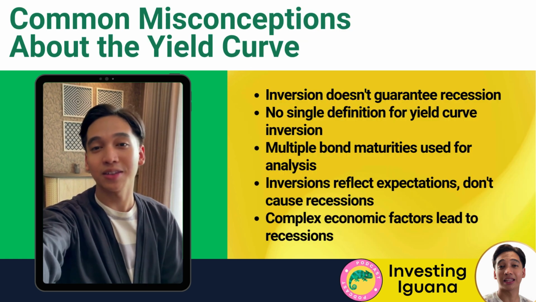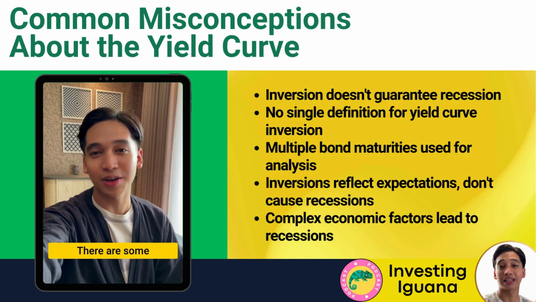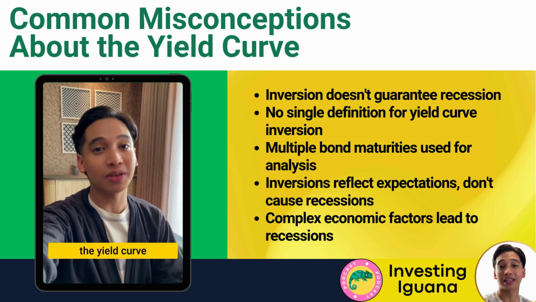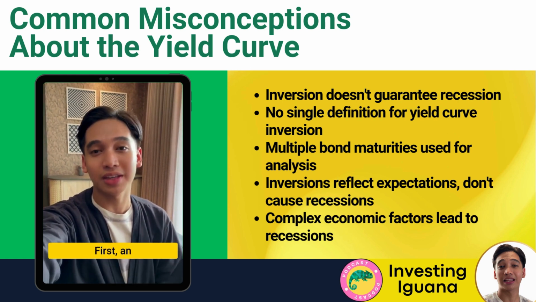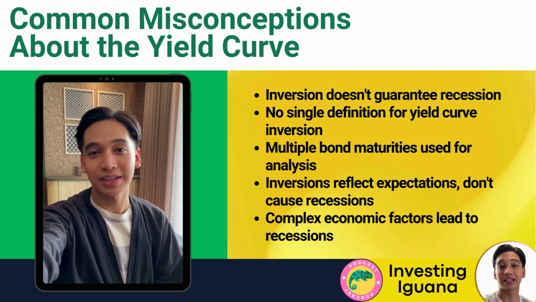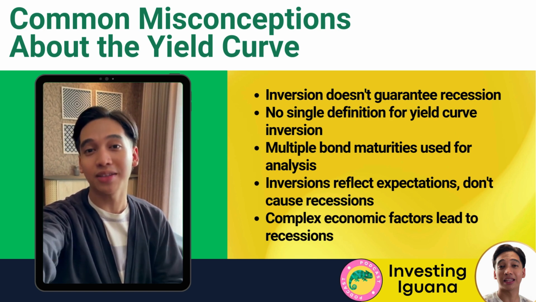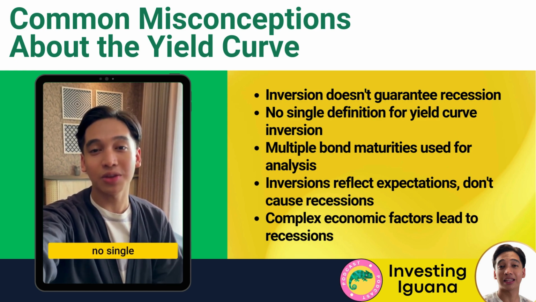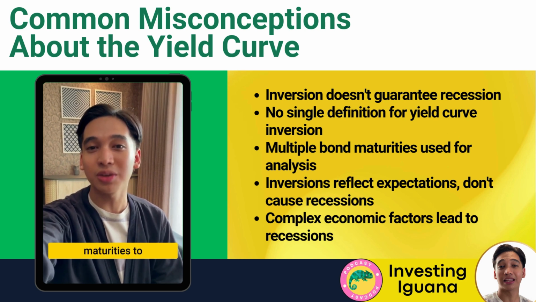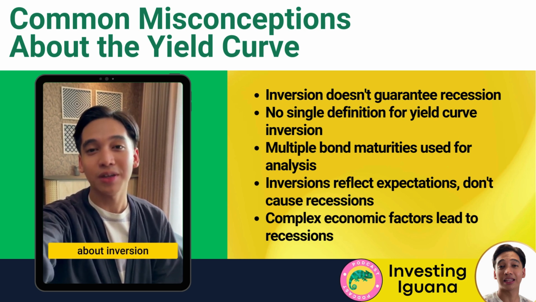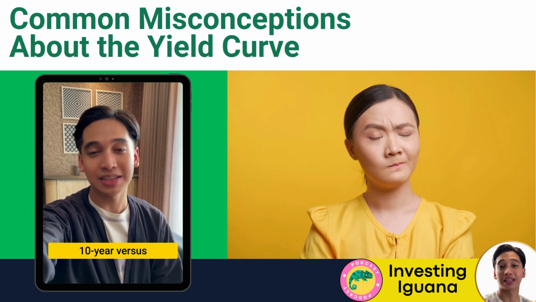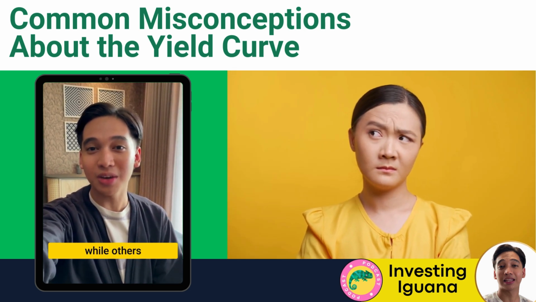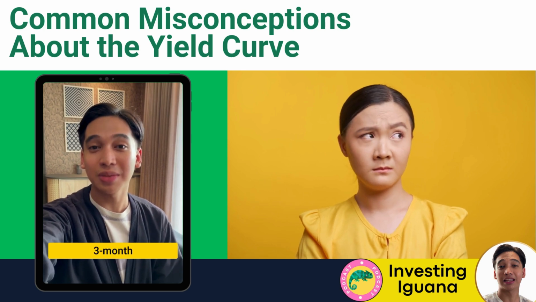Common misconceptions about the yield curve. There are some things people get wrong about the yield curve that I want to clear up. First, an inverted yield curve doesn't guarantee a recession. It's a warning sign, not a certainty. There have been false alarms in the past. Second, there's no single definition of which bond maturities to use when talking about inversion. Some analysts look at the 10-year versus 2-year spread, while others prefer the 10-year versus 3-month.